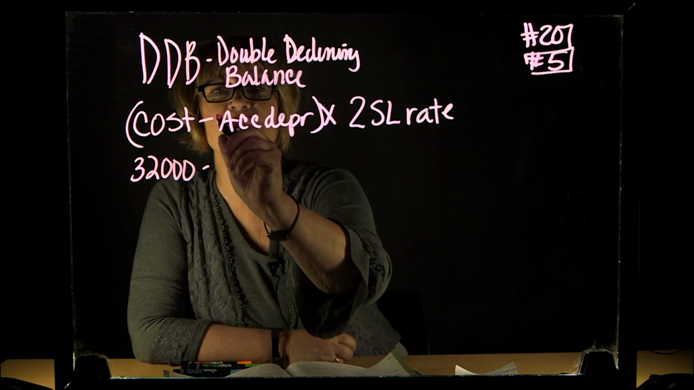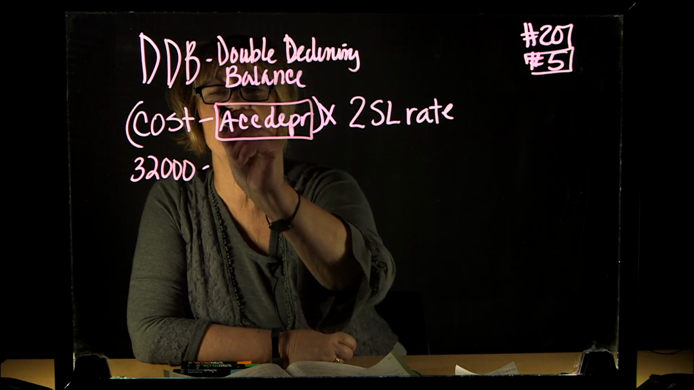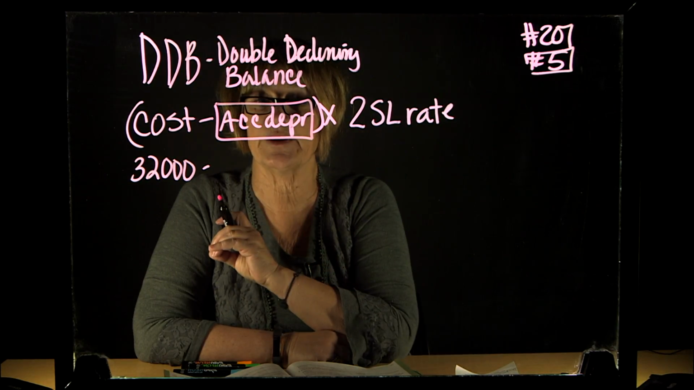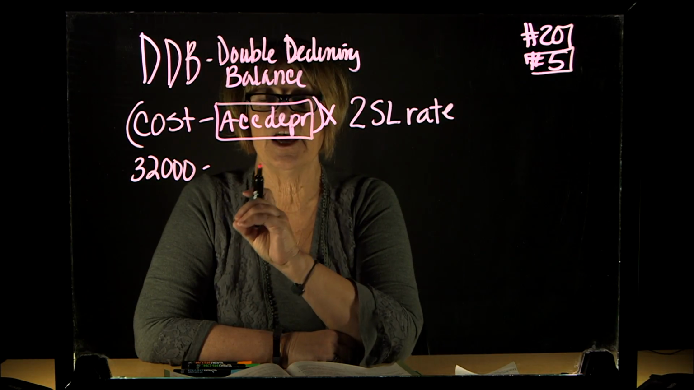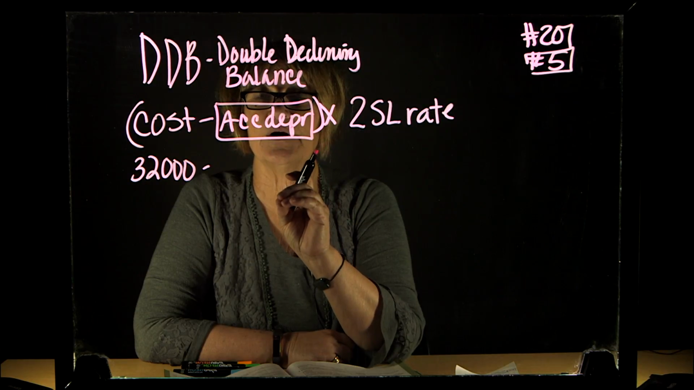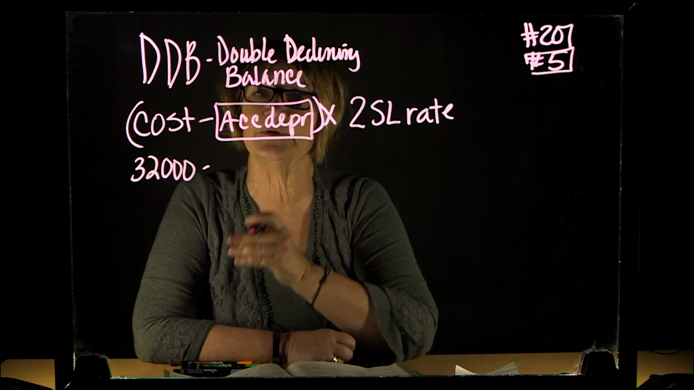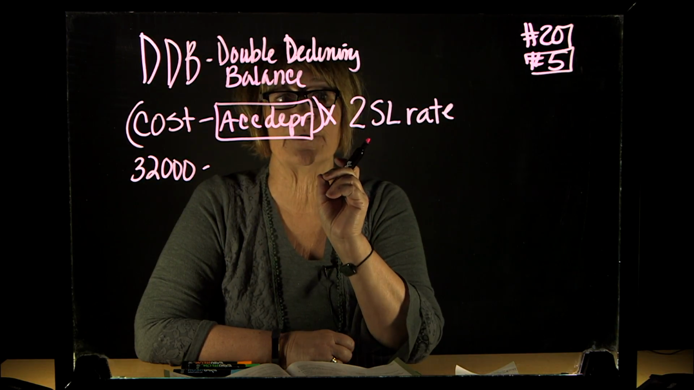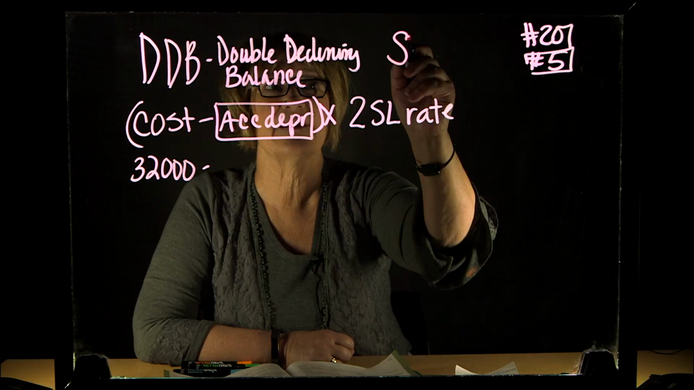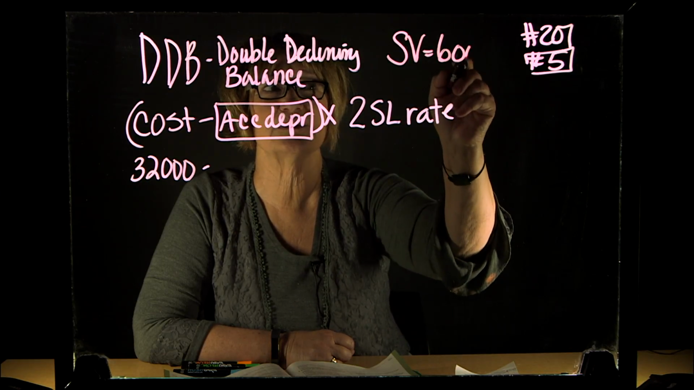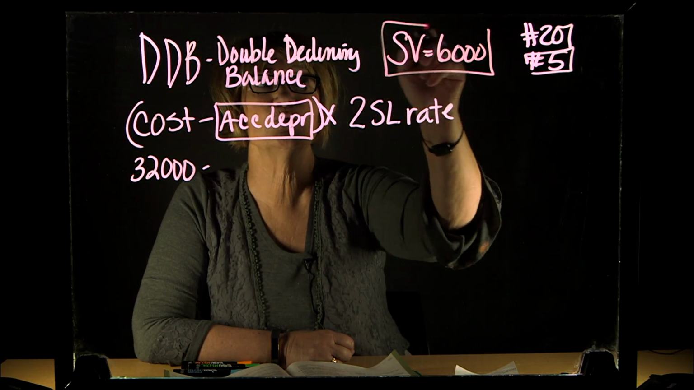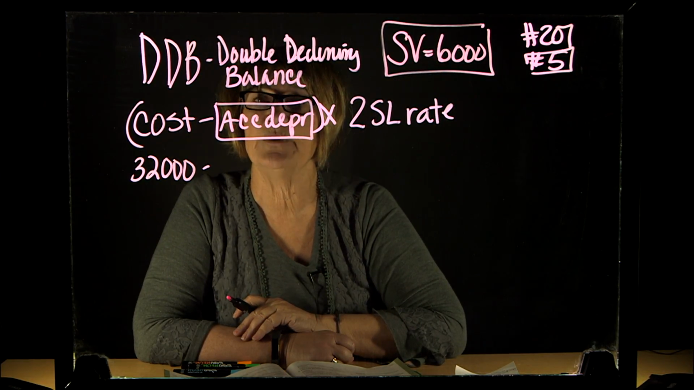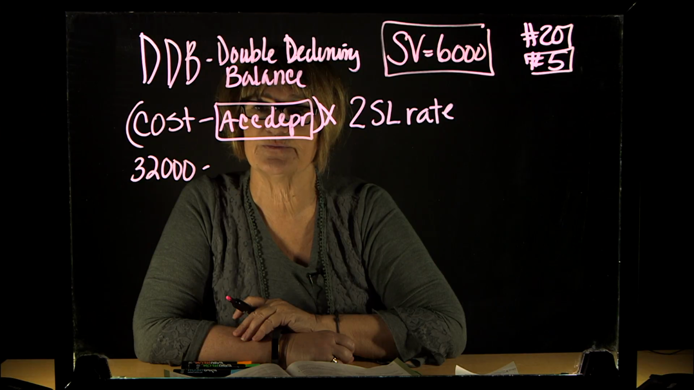So what you should notice right now is in this formula, we do not use the salvage value. We did in straight line and units of activity, but the salvage value is not part of the calculation under double declining balance. It doesn't mean you don't have to remember it. You do need to remember that the salvage value is $6,000 in here because the rule still holds true that you cannot depreciate below the $6,000.